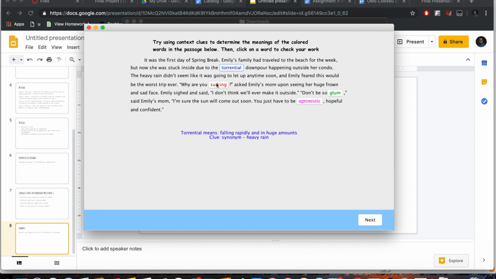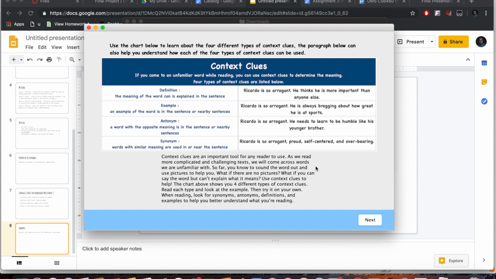So we'll just click through this real quickly. So the student's going to look through this passage, try to determine what each word means, and then they can check their work. And here's our visual lesson, and it says to use the chart below to learn about the 4 different types of context clues, and the paragraph can also help understand how each of the 4 types of context clues can be used. And these are the same 4 types that we saw in the intro slide: definition, example, antonym, and synonym.